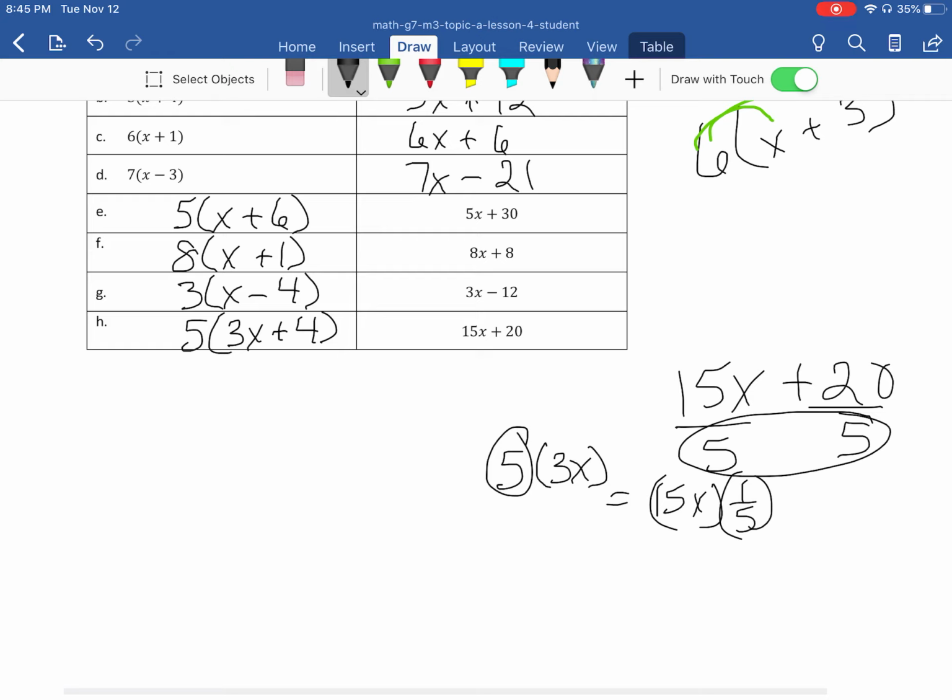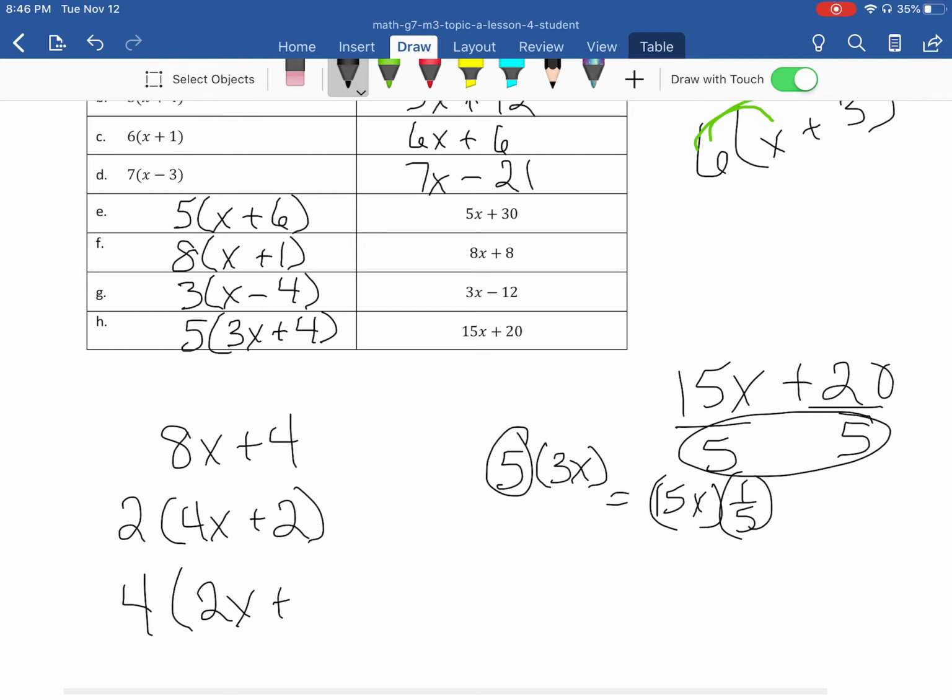Let's do 8x plus 4. What number can I factor out? I can factor out 2, 4x plus 2. Yes, this is a correct number that I can factor out. But when you do factor out, you want to get the greatest common factor. And the greatest common factor is 4, 2x plus 1.